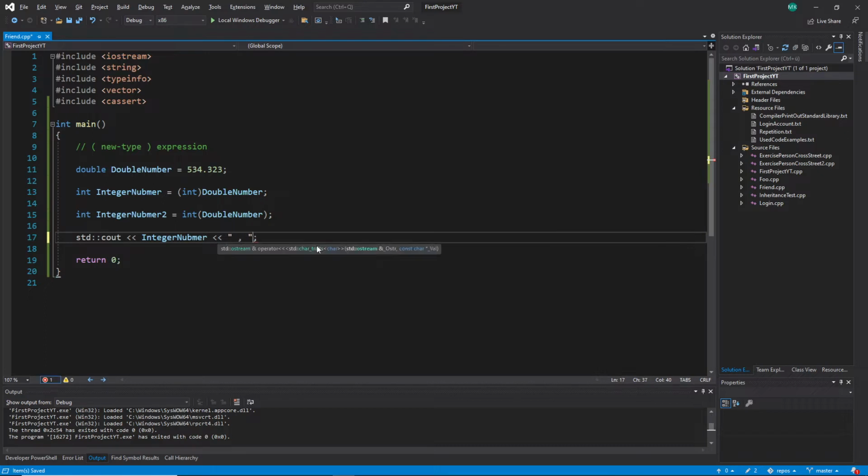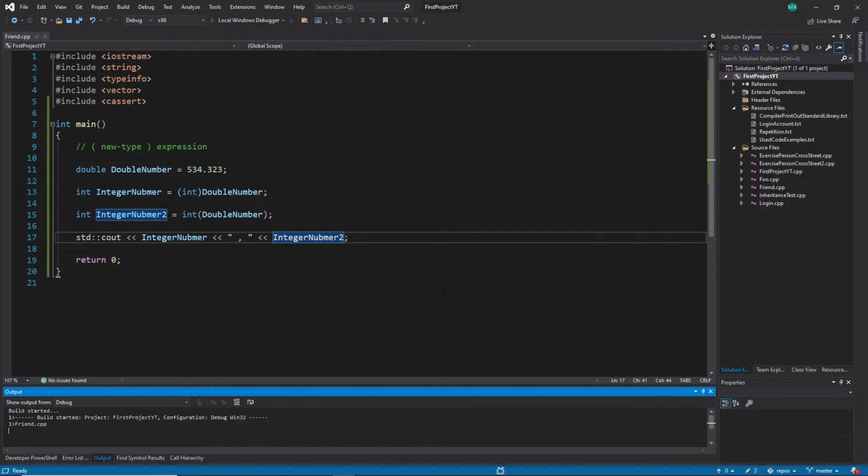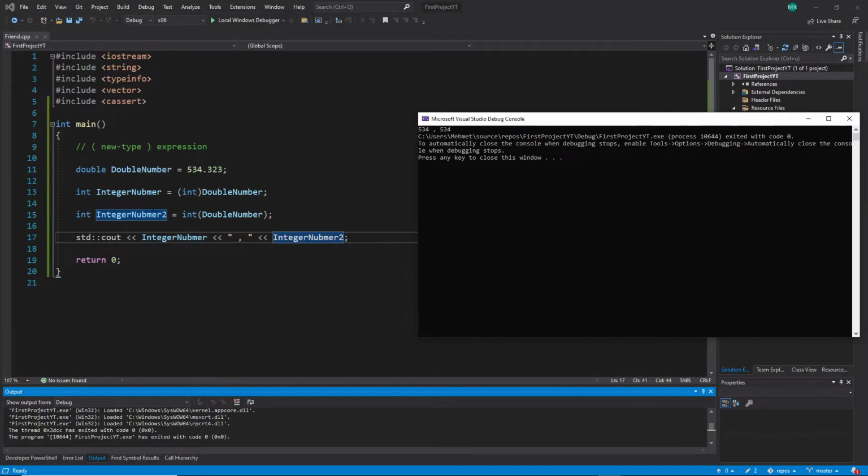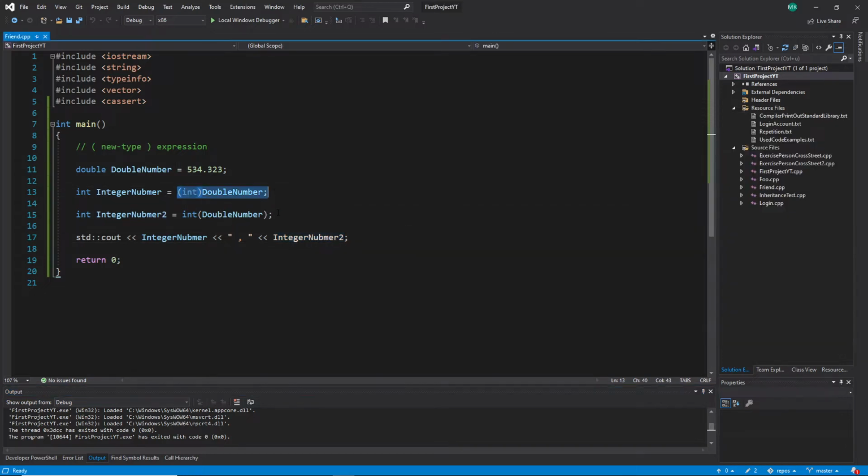Let's print this out fast. Integer number 2. And yes, oops, of course, I need this one as well. All right. And when I print this out, you can see both times it converts to our int number. One time with the C-style cast, one time with the functional cast.